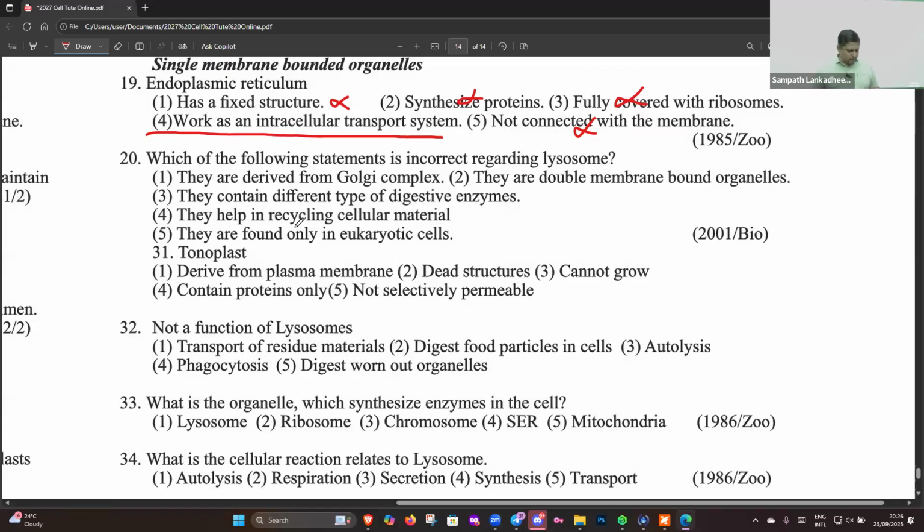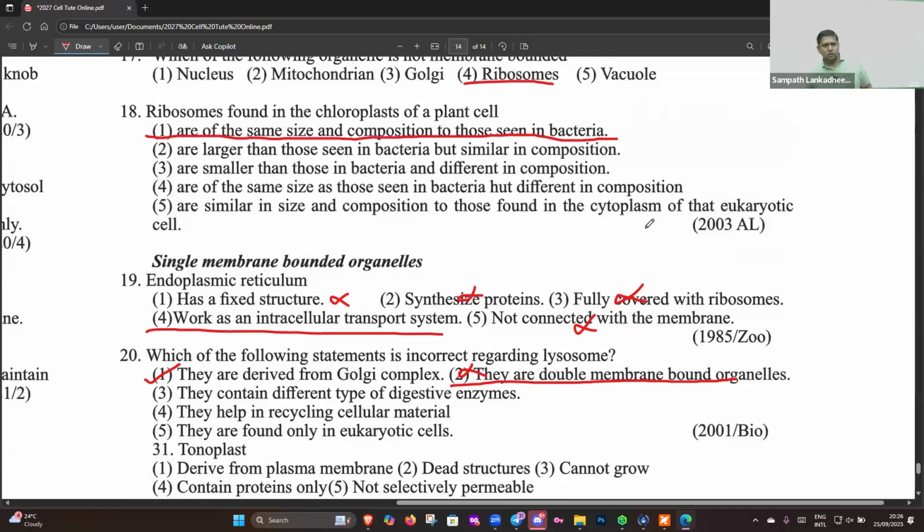Question number 20, people. Which of the following is incorrect regarding lysosomes? They are derived from Golgi complex. Correct. They are double membrane bounded organelles. Wrong. So we have the answer now. What is the answer for the 18th question? We took the first one as the answer. All right. Question number 20. The second is the better answer.